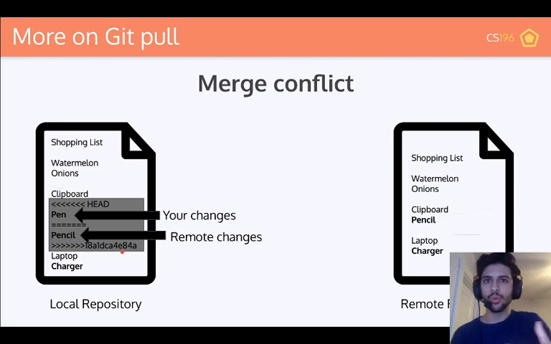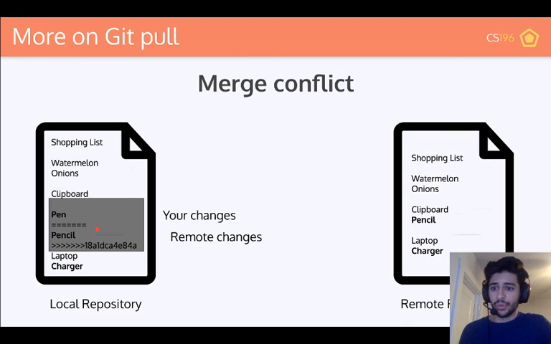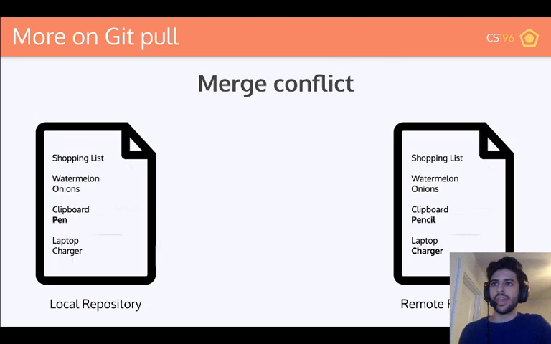So how do we resolve a merge conflict? How do we tell Git which one we want to choose? Do we want the pen or the pencil? Well, it's quite simple. All we have to do is basically take out the stuff that Git added to your code. So we can just take out the greater than and less than symbols, the equal symbols, all of this stuff. And let's say I just want the pen, I can just delete the pencil, and we have resolved the merge conflict.